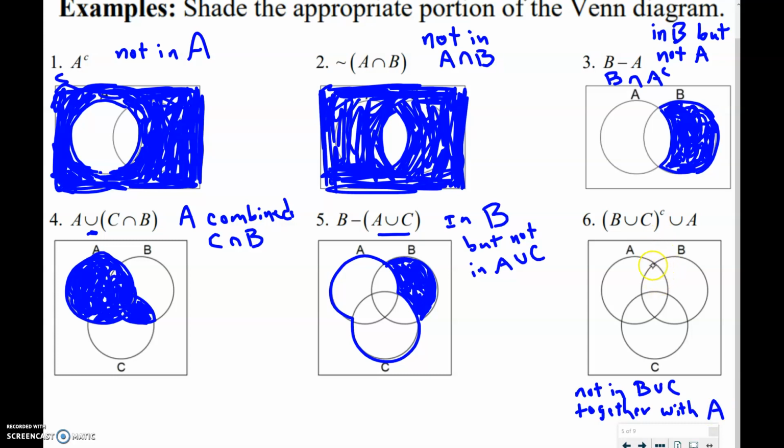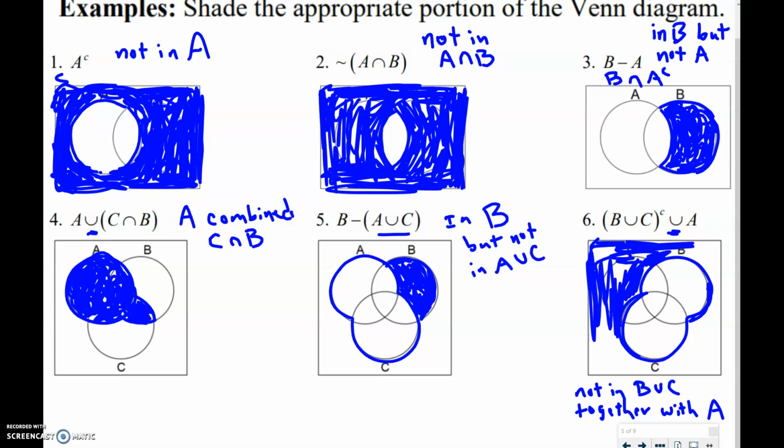Not in B union C. Let me make sure I clarify that. Everything that's not in B union C, so here's B union C, but I want to stay outside of B union C. Everything that's not in B union C, that's a lot. I'm going to shade that, and then I'm going to shade all of A as well, because I'm putting the two sets together. Union right there says put the two sets together.